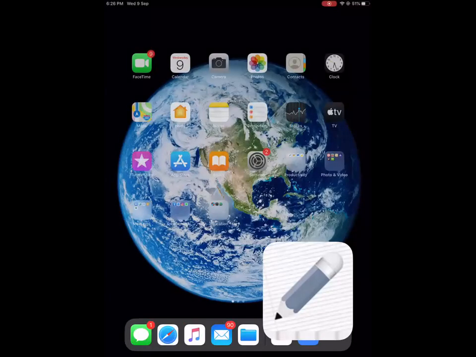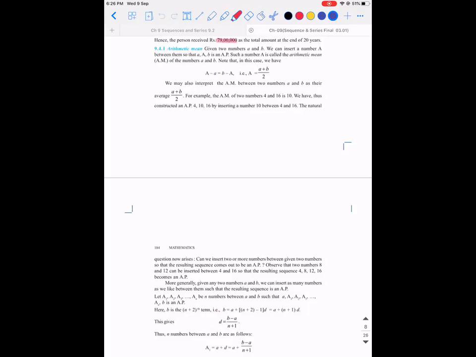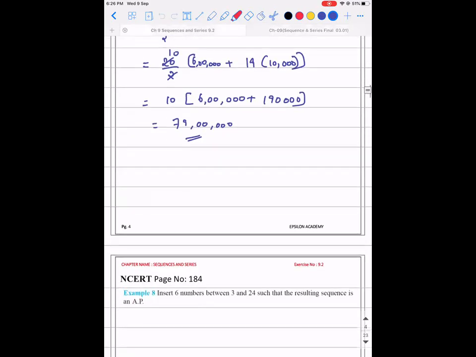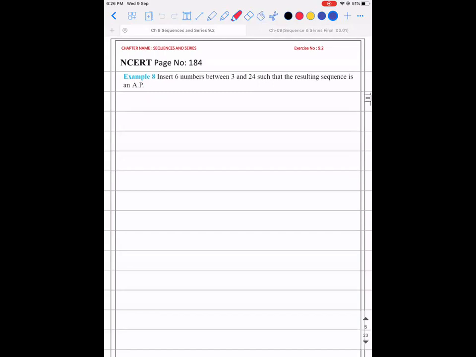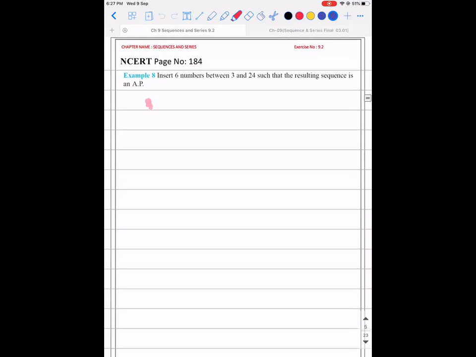Okay. Shall we move on to the next problem? Yes, sir. So example 8. Insert 6 numbers between 3 and 24 such that the resulting sequence is an AP. So what are the 6 numbers called as? Arithmetic mean.